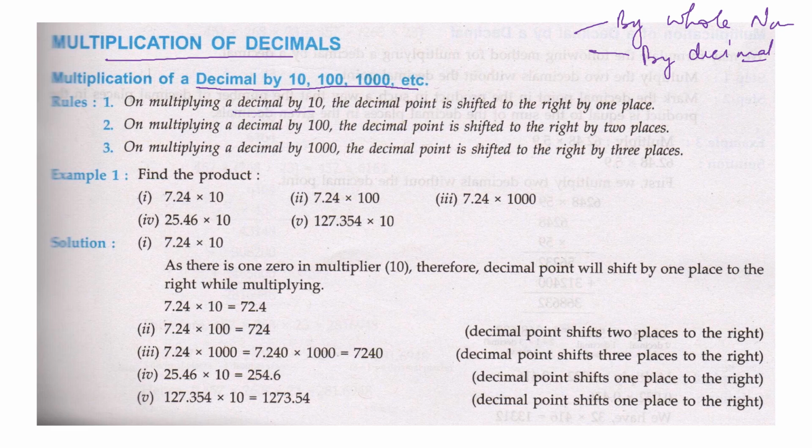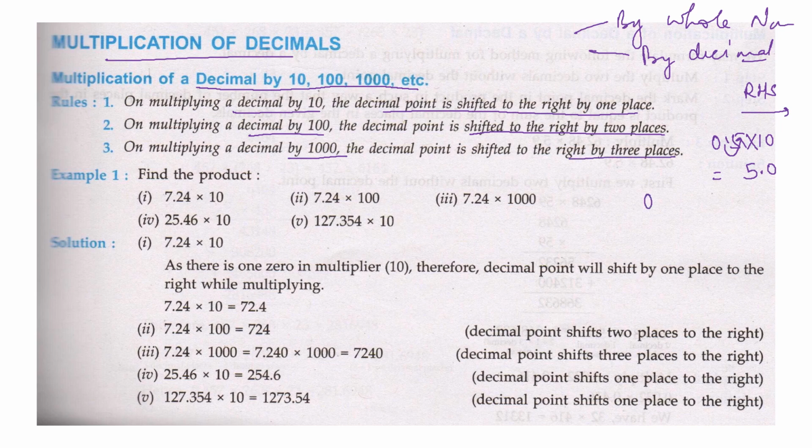On multiplying a decimal by 10, the decimal point is shifted to the right by one place. This is your right hand side. So if you multiply by 10, let us say 0.5 into 10, it will be 5.0. Means the decimal shifted one place to the right. On multiplying a decimal by 100, it will shift two places to the right, and on multiplying by 1000, it will shift three places to the right.